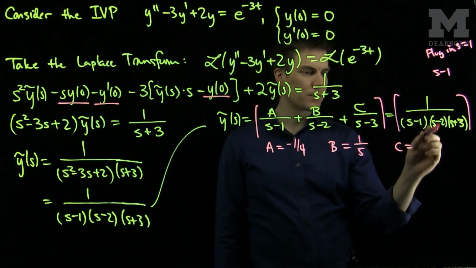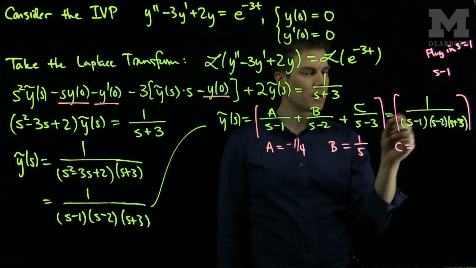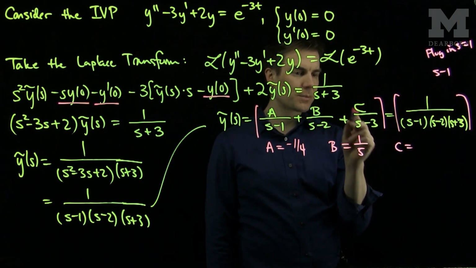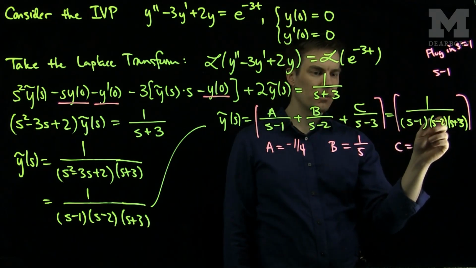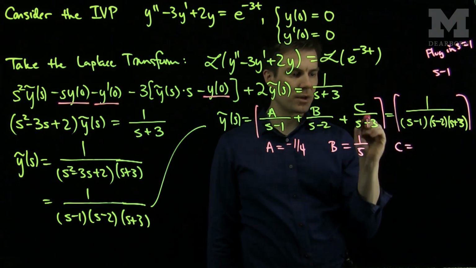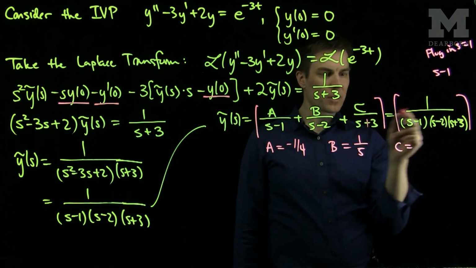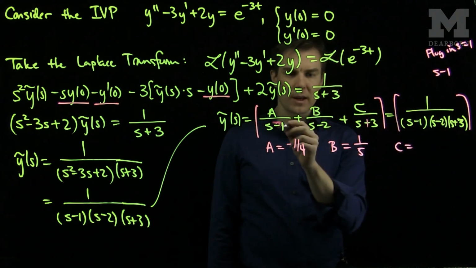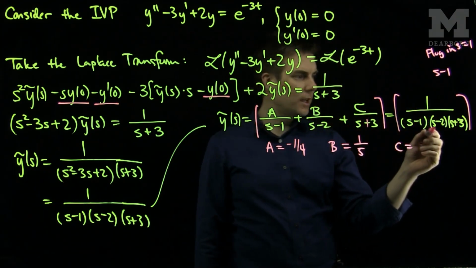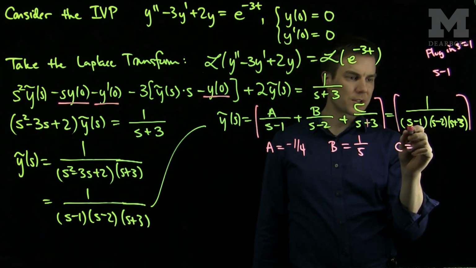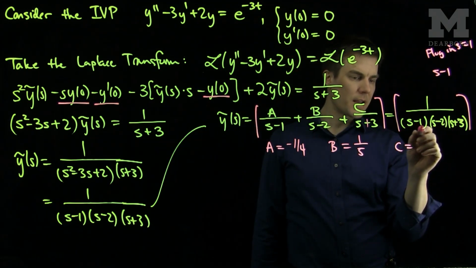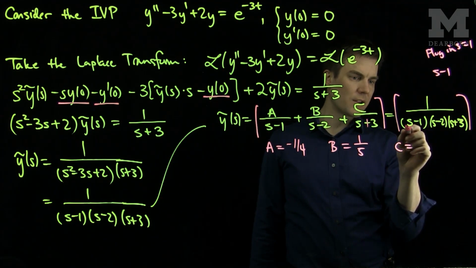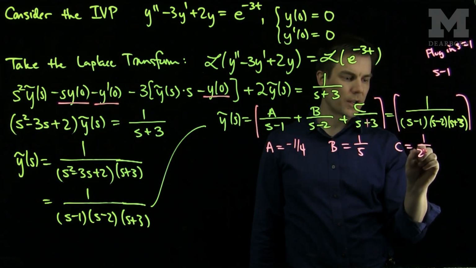I'll do the same thing for c. I'll multiply by s plus 3 and plug in negative 3. If I multiply by s plus 3 and plug in negative 3, this term will be gone, and this is going to be a plus 3. I will get c equals negative 3 into this is negative 4, and then negative 3 into this is negative 5. So I have a negative 4 and negative 5. That's a 1 over 20.